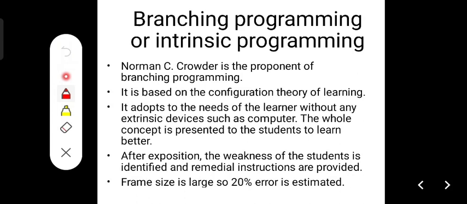Branching programming or intrinsic programming. Norman C. Crowder is the proponent of branching programming. It is based on the configuration theory of learning. It adapts to the needs of the learner without any extrinsic devices such as computer. The whole concept is presented to the students to learn better. After exposition, the weakness of the students is identified and remedial instructions are provided. Frame size is large, so 20% error is estimated.